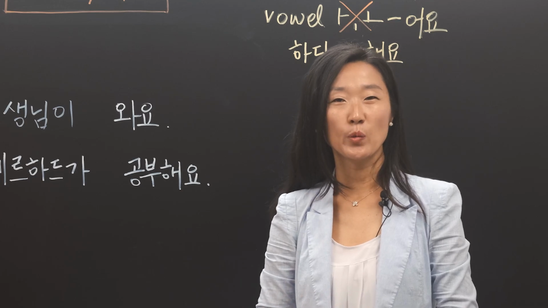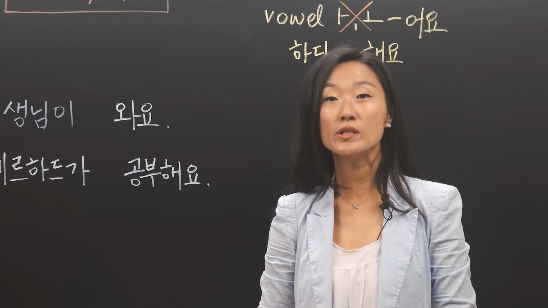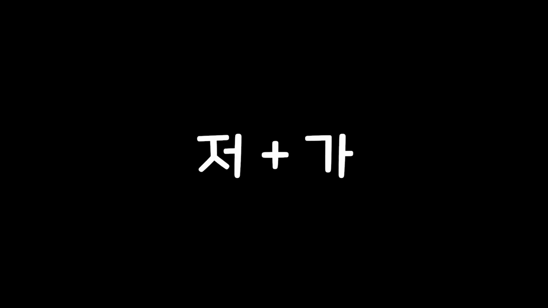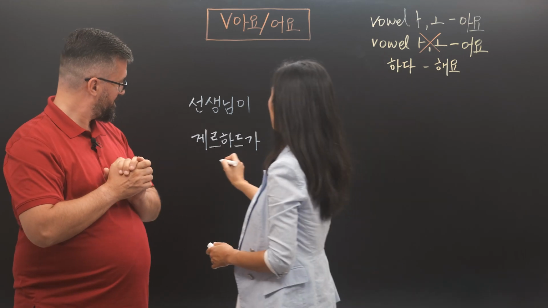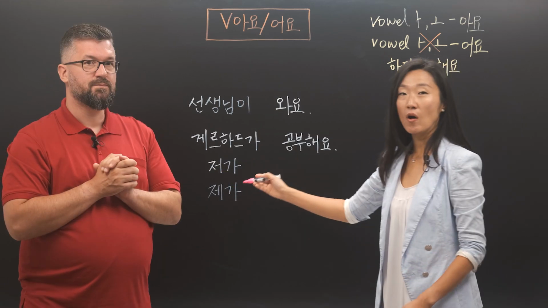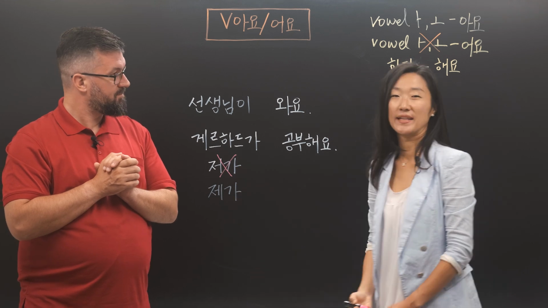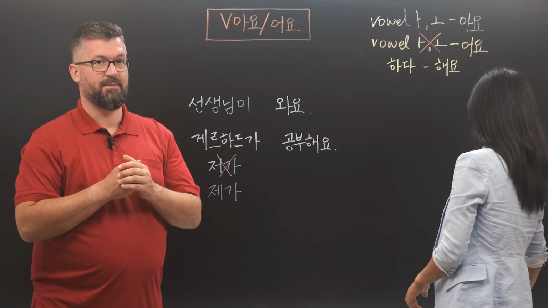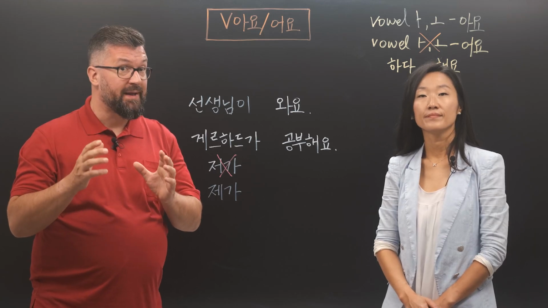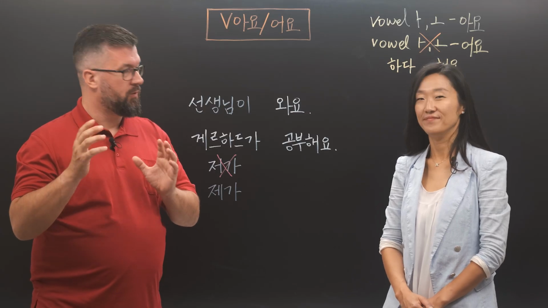There's an exception with the subject particle and the personal pronoun 저. 저 is I. When we use 저 with the subject particle 가, 저 always becomes 제. 저가 is incorrect. 제가 is correct. 제가 instead of 저가. So I study would be 제가 공부해요 and not 저가 공부해요.